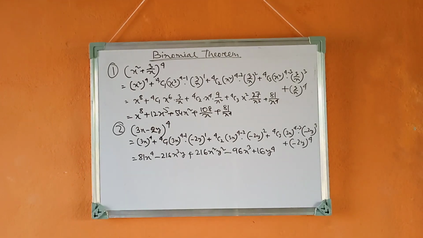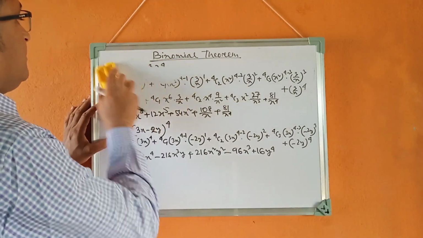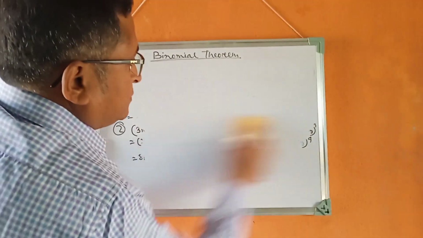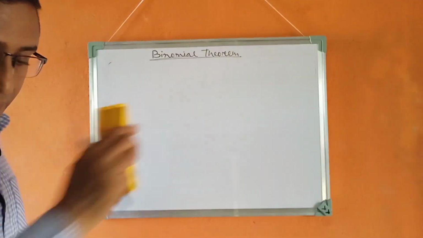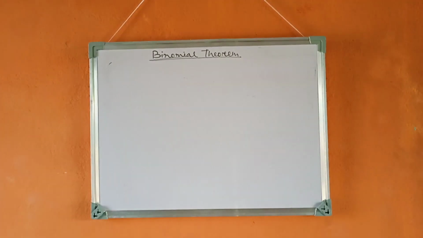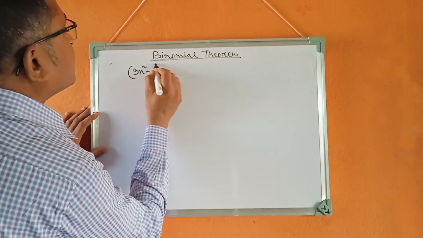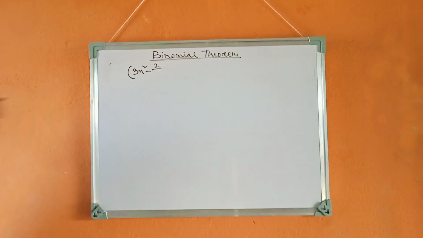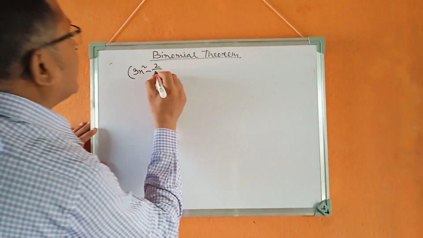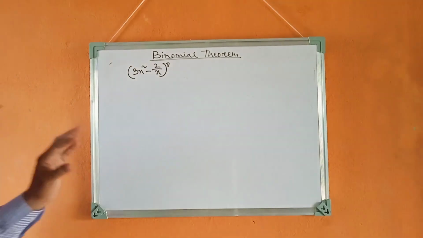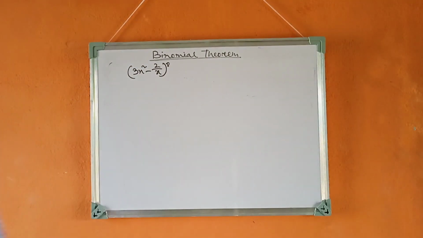Now come to the next one. Next question: find the third term of the expansion 3x square minus 2 divided by x whole to the power 8. Okay, now the question is, in this binomial expansion find the third term in the expansion.